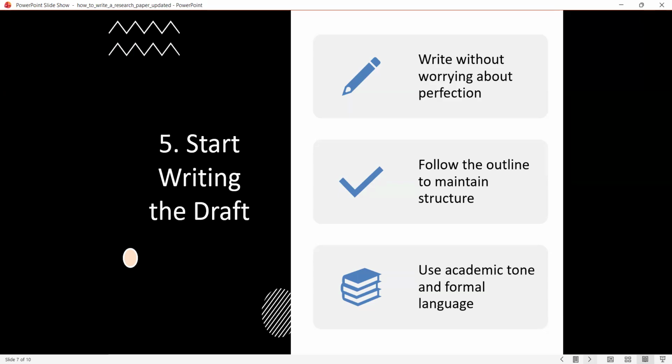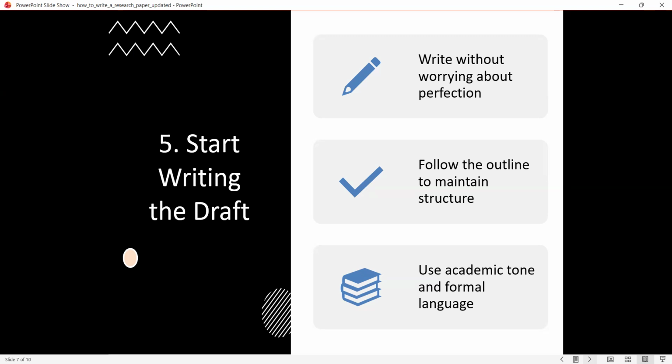Some people start writing from the results and discussion or methodological section, or some people start writing from the introduction. So it's up to you which part you will start first. Follow the outline to maintain structure. So you need to follow the outline, as I mentioned earlier.